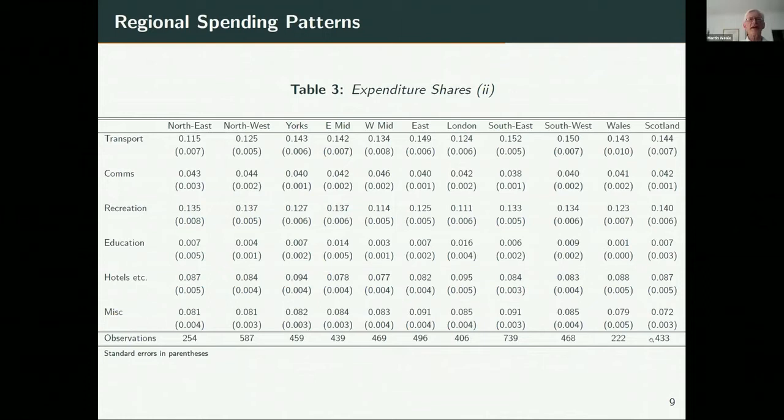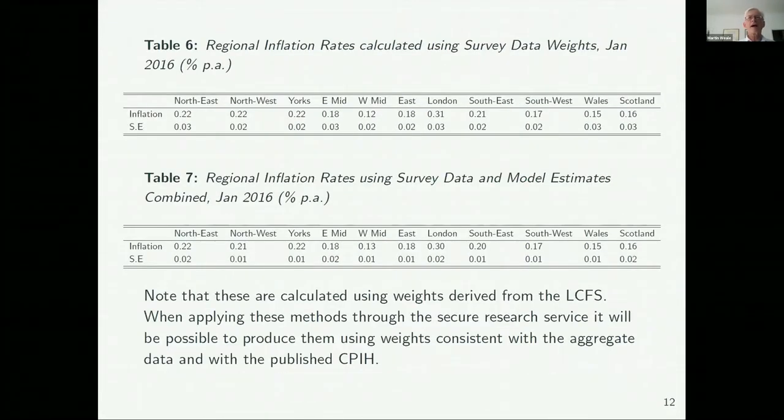Well, you can see here that in the data set I used, which was the 2015 to 16 LCFS, because I wanted to look at price changes 2016 over 2015, Scotland's sample was 433. Now, if you doubled that of course, you'd reduce the standard error by a factor of the square root of 2, and that would bring the standard error of the Scottish inflation rate down from 0.03 to 0.02. So if this were all you were interested in, you would say probably that it's not really material.